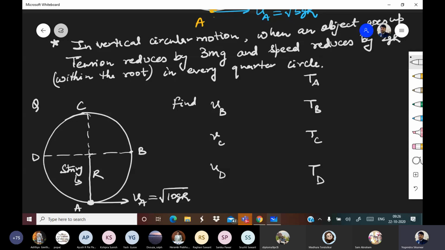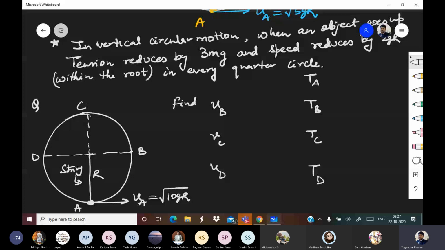That's all. Pay attention. As VA is given as root of 10 gR, the formula says that for VB we need to reduce 2 within the root. So 10 minus 2 will be 8 gR, so VB will be root of 8 gR. VC will be a further reduction of 2, so that will be root of 6 gR. VD, now we are coming down, and we know that B and D are similar points. So VD will be root of 8 gR.